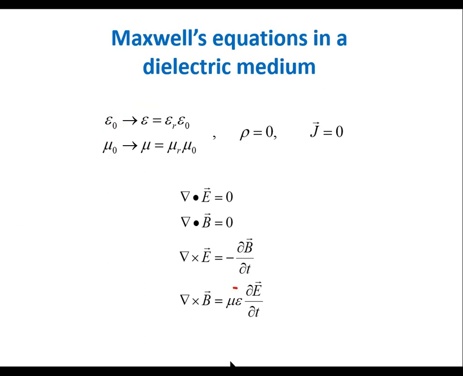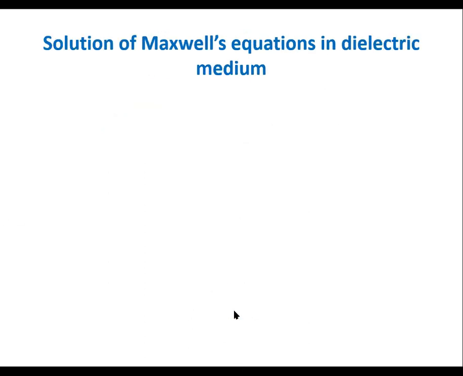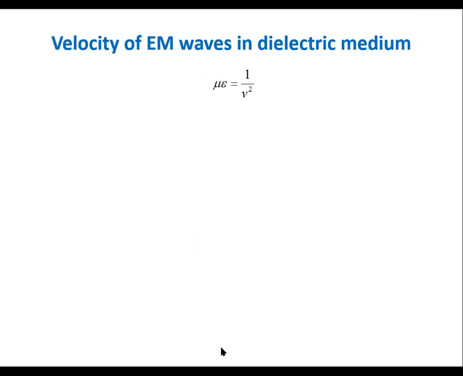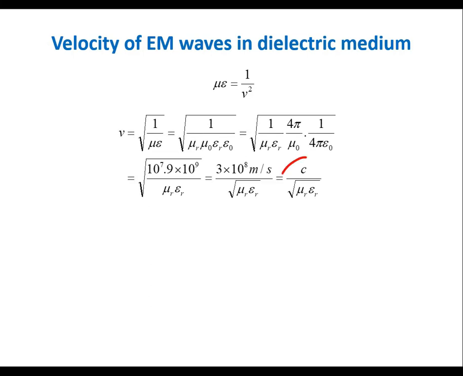Now the Maxwell's equations become these. The only difference is in the coefficient. So all the treatment will be the same. We will get wave equations for electric field and for magnetic field induction. We will have the velocity of the electromagnetic wave in a dielectric medium, and this velocity will be the velocity of the electromagnetic wave in free space divided by the under root of the multiplication of the relative coefficients. So this is the only difference between dielectric medium and free space in electromagnetism.